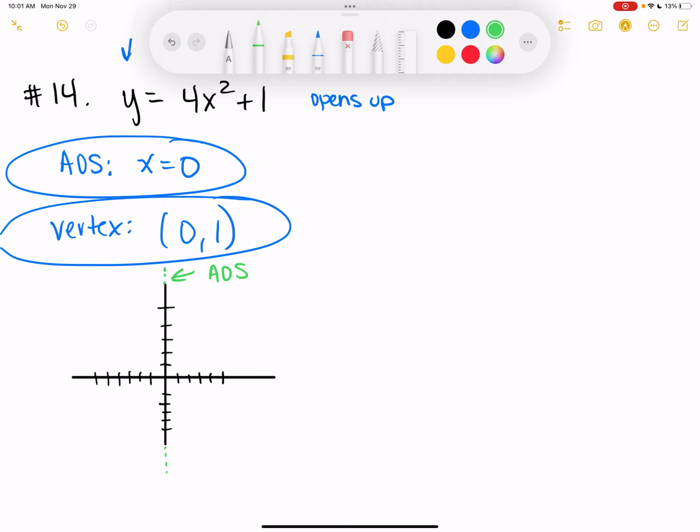I'm going to draw in my vertex at 0, 1. Okay, we said it opens up, so again, remember you're looking for a point above that at this point. I'm going to use 1. So when I plug in 1 for x, what do I get?